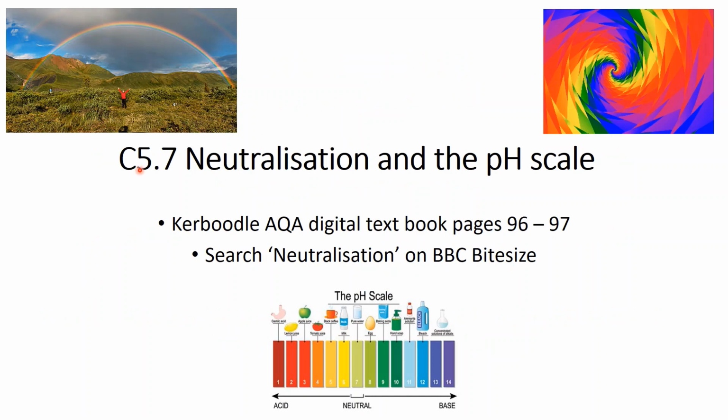So as I've mentioned, we're looking at C5.7 today. Neutralisation and the pH scale, or just neutralisation and pH for short. You can find information on this in the AQA digital textbook on pages 96 to 97, or you can search neutralisation on the BBC Bitesize website.